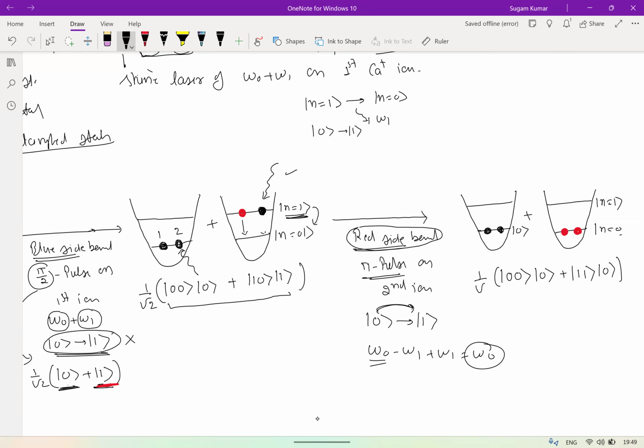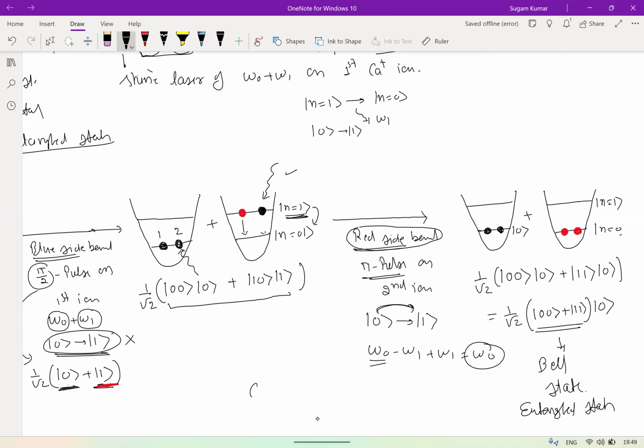That is a 1 by root 2, and this is actually 1 by root 2 of |0,0> and |1,1>... and 0. Look at this, this is the Bell state, or entangled state. So you can see that this is the way we can create an entangled state here.